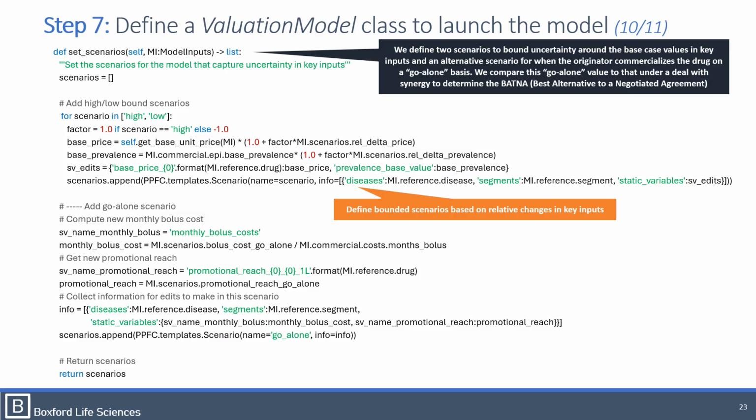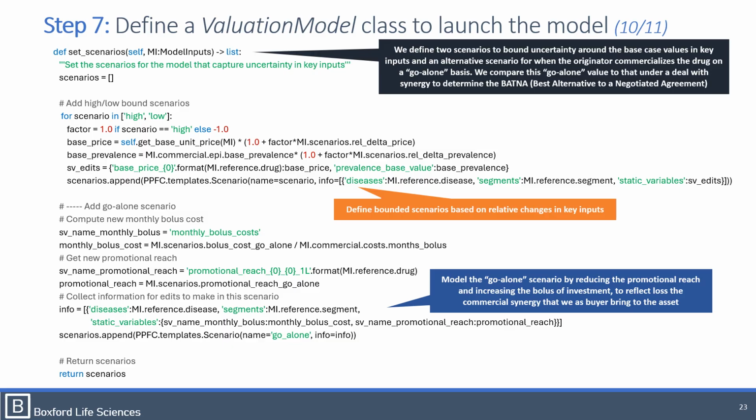And then we provide that information to PPFC using a template called scenario that says, in this case, make the following changes. In a disease and a segment, I want to make these edits to static variables. We then do the same thing for the go alone scenario, where now we see what are the two static variables that we need to change, one for the monthly bolus cost and one for the promotional reach for product X when it's used in the first line. And then we again say, when we have a scenario named go alone, in our disease and segment, I want to make the change that I specify to the monthly bolus cost amount and to the promotional reach.